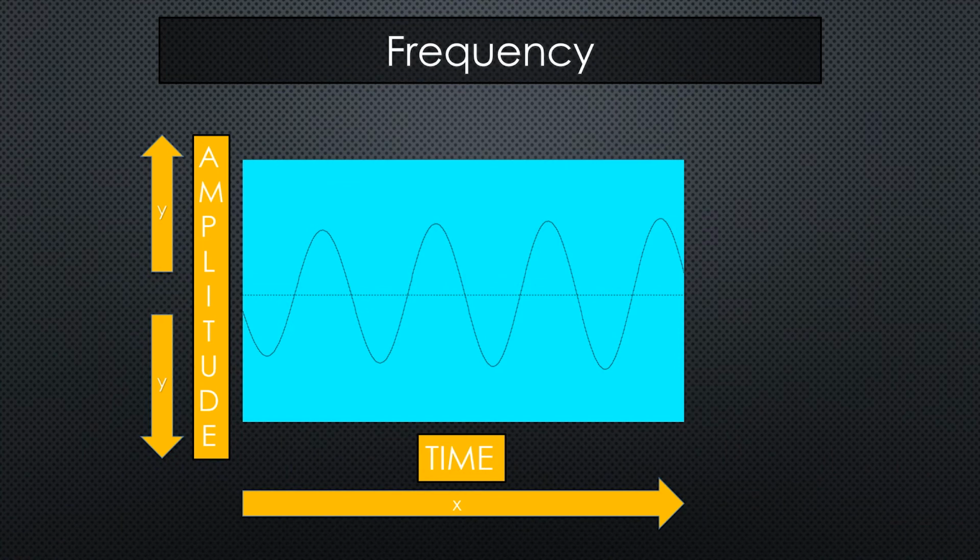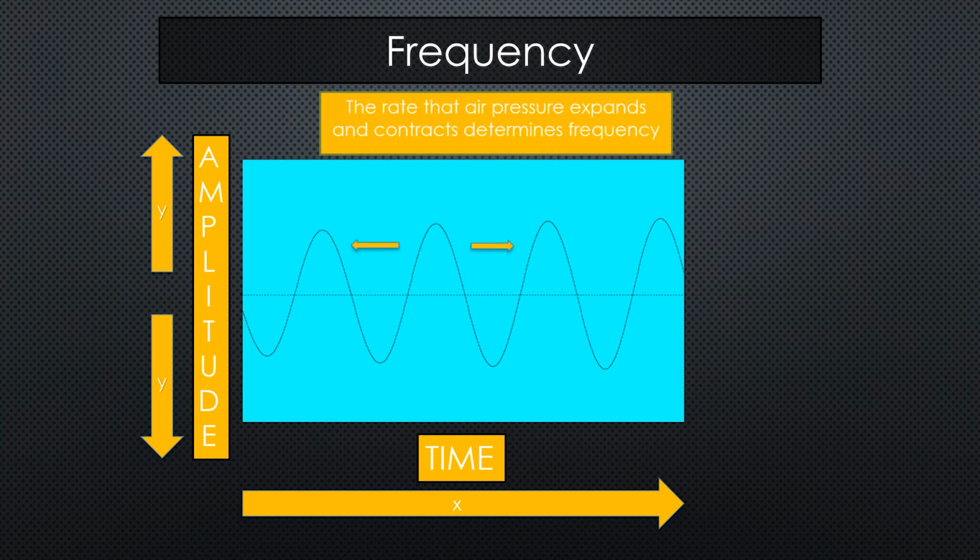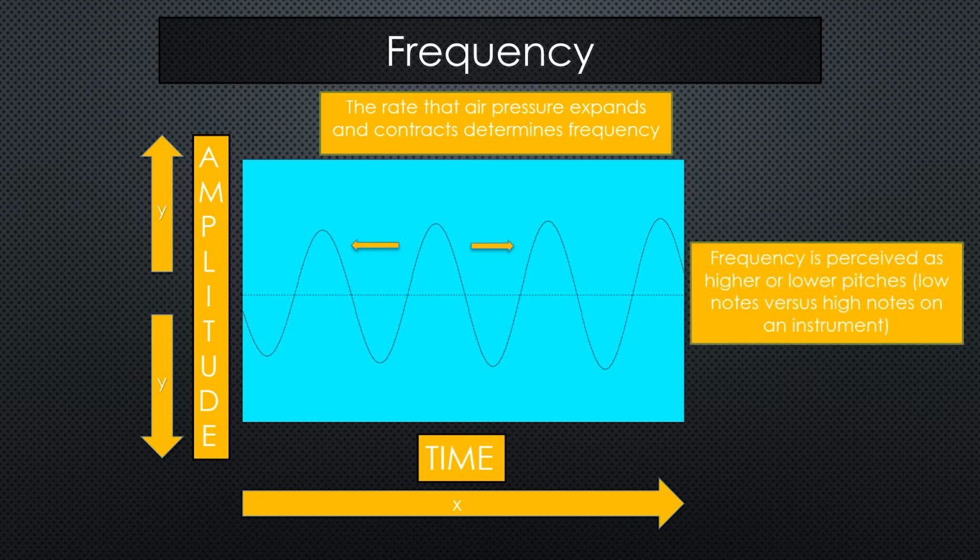Frequency is a very fundamental component of sound, and what it's really discussing is the rate that the air pressure expands and contracts. So the faster that the air is compressing and expanding, squishing and then returning back to where it was, the more quickly the rate of change of air pressure, that's what's going to determine the frequency of the sound.